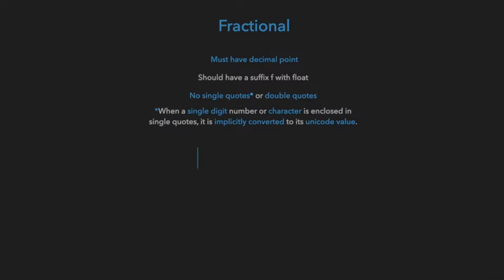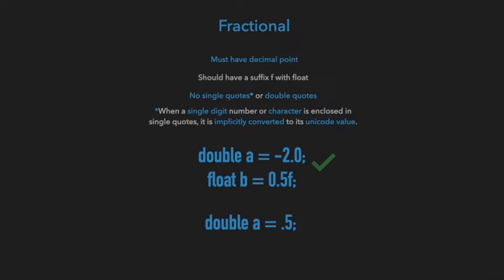So double a is equal to minus 2.2, float b is equal to 0.f, all of these are right, and double a is equal to 0.5 and float b is equal to 0.5. What is wrong here? So double a is equal to 0.5.